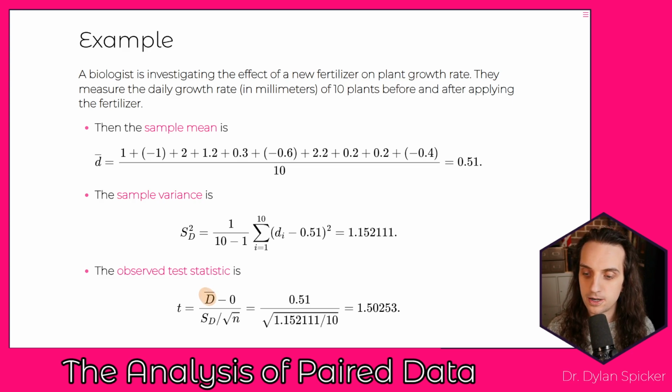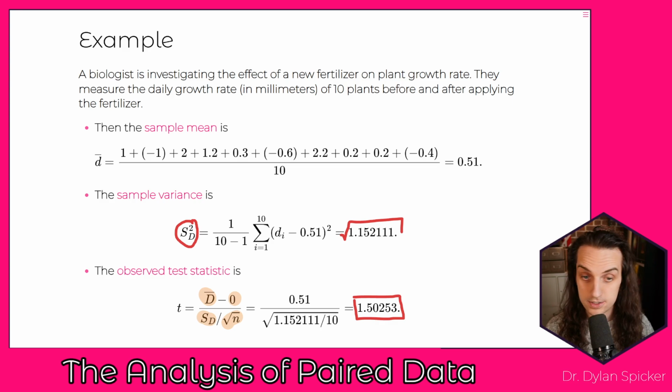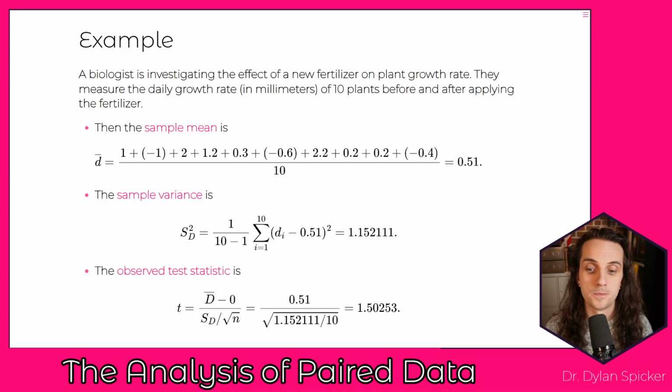We take d bar, subtract off the value under the null hypothesis, which we had determined was going to be 0, divide that by the standard deviation over the square root of n, right? The standard deviation is going to be given by the square root of 1.15221, because this is our variance over here. And so when we plug everything in here, we find a test statistic value of 1.502, right? And so that's going to be our observed test statistic.